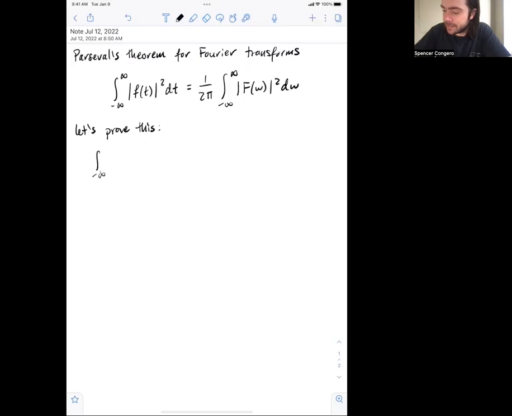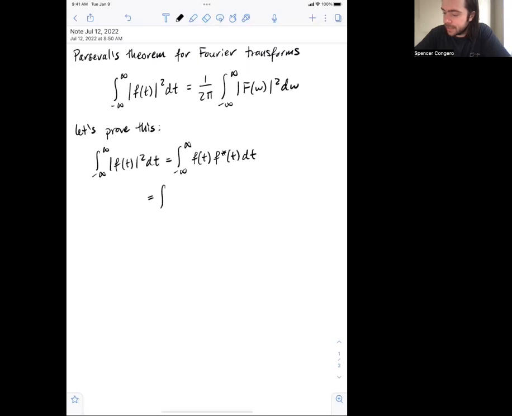So we'll just start with the left side. We have the integral of the magnitude of f of t squared dt. Now what can we do? Well, it's probably going to look pretty similar to our proof for Parseval's theorem for Fourier series. But we're going to write that magnitude squared. We know the magnitude squared of a complex number is just that number times its conjugate.